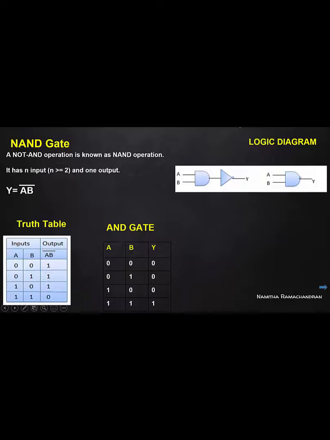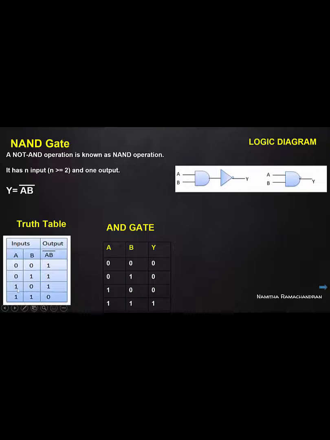Okay, so this is the truth table corresponding to the NAND operation. For 0, 0, in case of the AND operation, the output is 0. But in case of the NAND operation, the output becomes the complement of the AND output. If it is 0 here, then it becomes 1. For 0, 1, the AND result is 0, so its complemented form becomes the output of NAND for this particular combination of inputs.